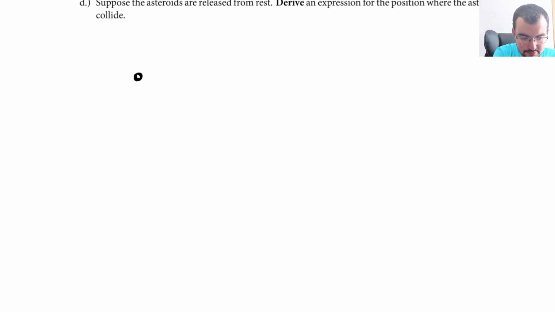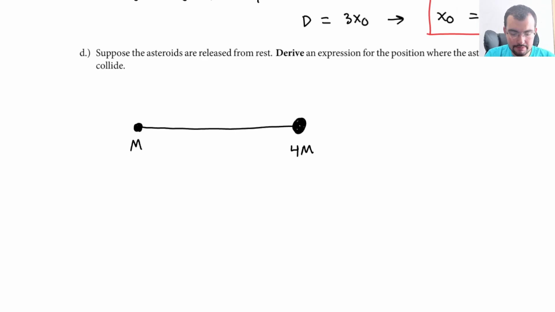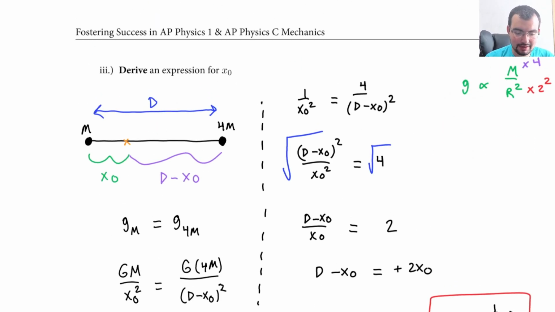So once again, we're just going to draw our little line here where we have our m and our 4m. They're released from rest, and the only thing exerted on the asteroids is their mutual attraction, right? This m is going to pull the 4m towards it. The 4m is going to pull the 1m towards it. So the asteroids are moving together because of Newton's third law of forces, right? Equal yet opposite because they're interacting objects.